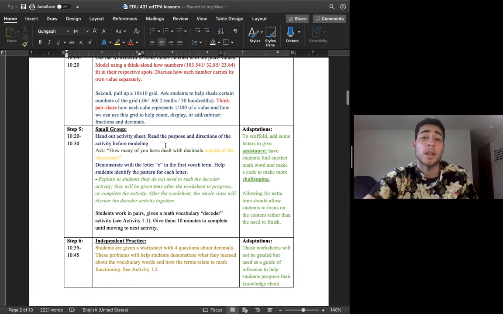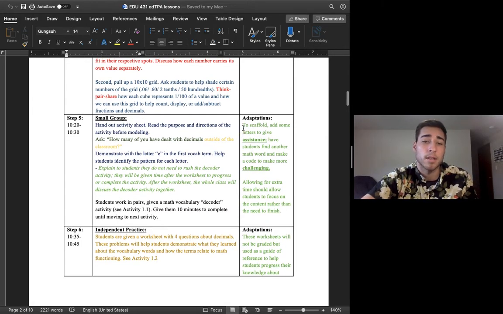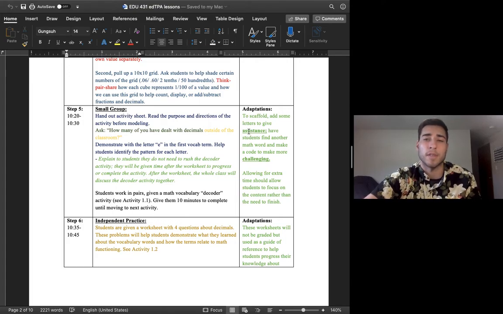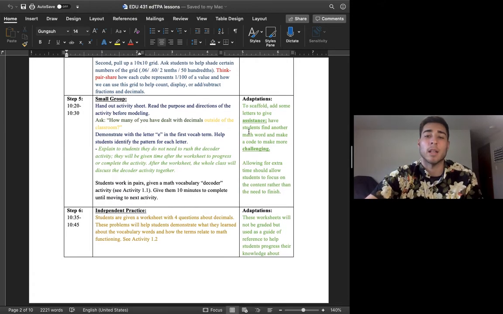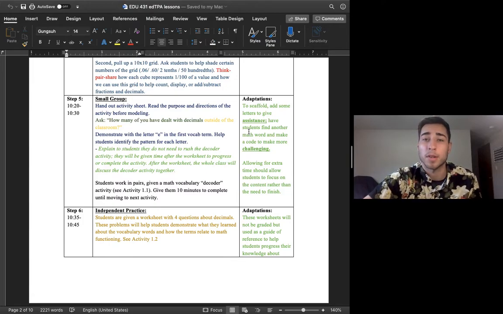Okay, so again, those will be done in small groups and pairs. And to help scaffold this activity, I can provide assistance by adding some letters or even demonstrating modeling through Think Aloud how to go about decoding those. And then if students are finishing that really easily, to make it a little bit more challenging, I can have the students provide or make their own code for other math vocabulary terms that they can either use in this chapter or that they've previously learned before.